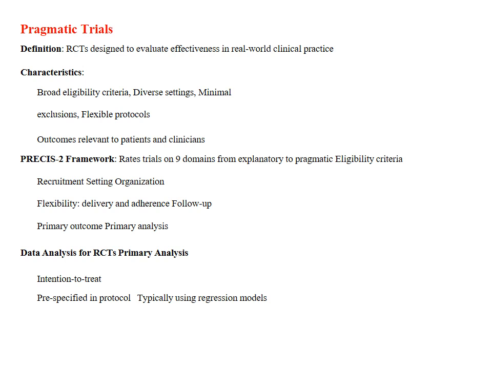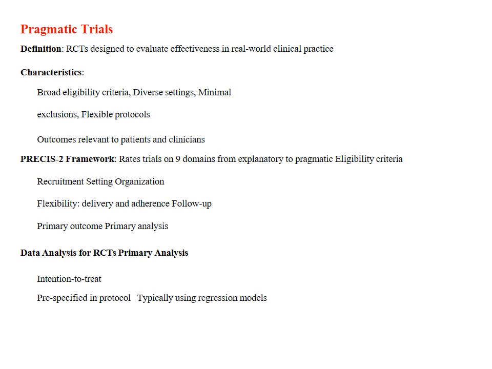These are the pragmatic trials. What are the characteristics? Broad eligibility criteria, diverse settings, minimal exclusion, flexible protocols, outcomes relevant to patients and clinicians. The PRECIS-2 framework rates trials on 9 domains from explanatory to pragmatic: eligibility criteria, recruitment, setting, organization, flexibility, delivery and adherence, follow-up, primary outcome, primary analysis.